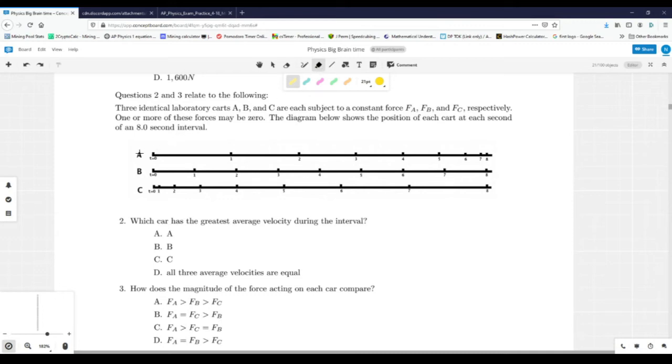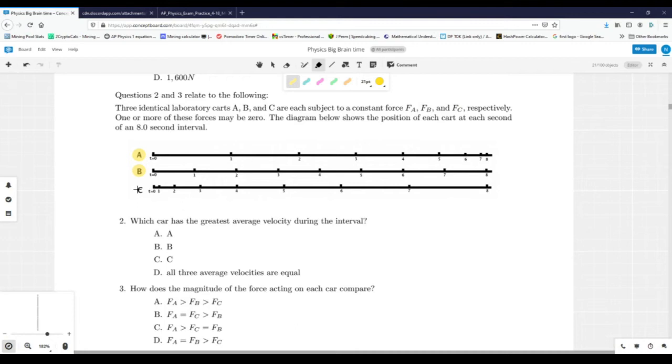Yeah, that's it. So what is cart A doing? It's changing its acceleration at the end, it's decelerating. Yeah, it is slowing down. It starts off with a large velocity and it slows down at the end. What is cart B doing? Constant throughout the whole thing. Yep.